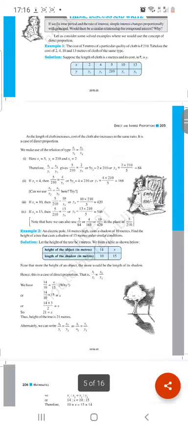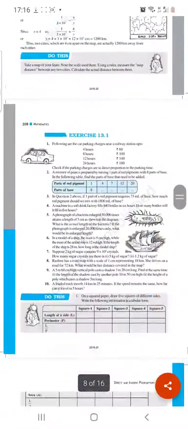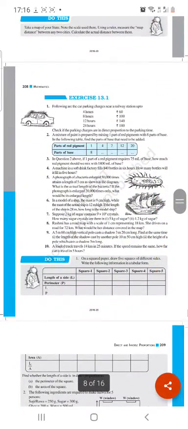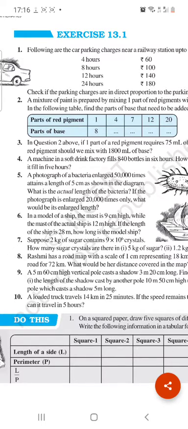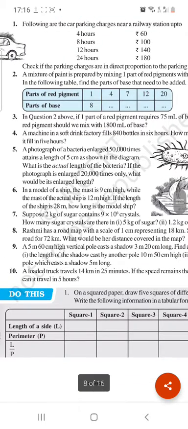Okay. So in this exercise we have done a few questions in the classroom also, so I will be telling you the fifth question in this video. So the question is, a photograph of a bacteria enlarged 50,000 times attains a length of 5 centimeters as shown in the diagram. What is the actual length of the bacteria? If the photograph is enlarged 20,000 times only, what would be its enlarged length? Okay, so the question is in two parts.